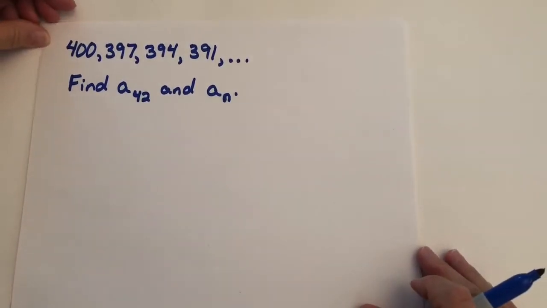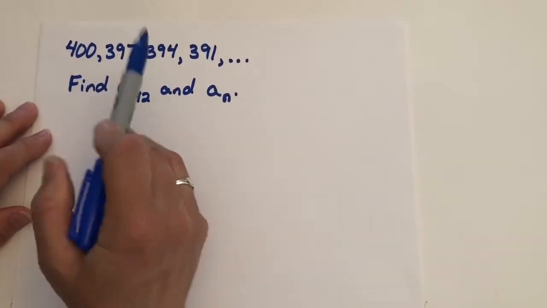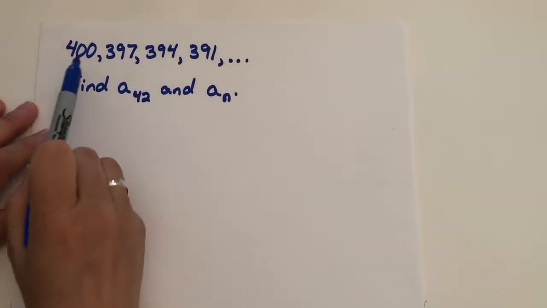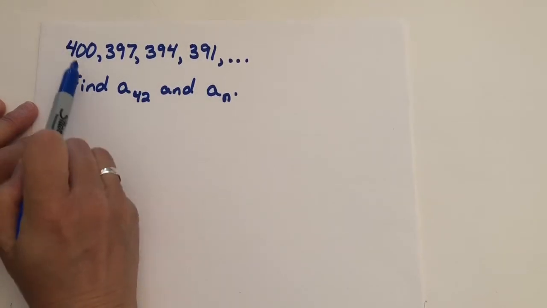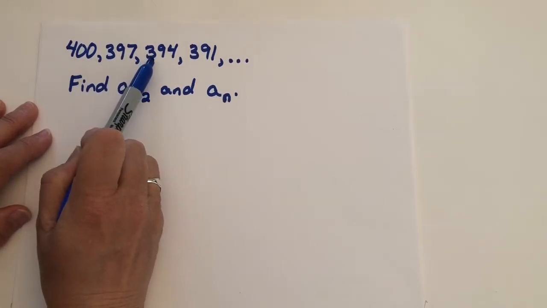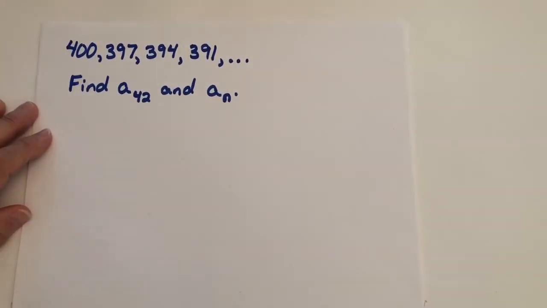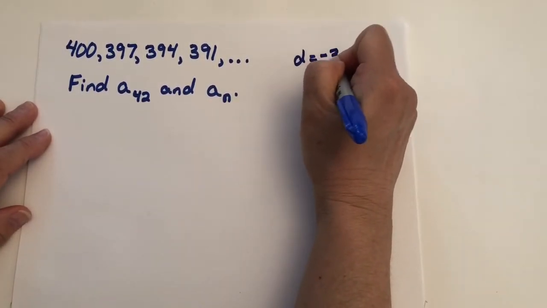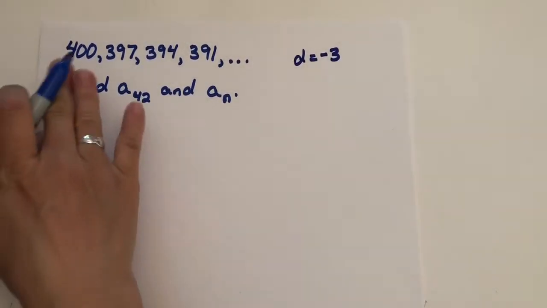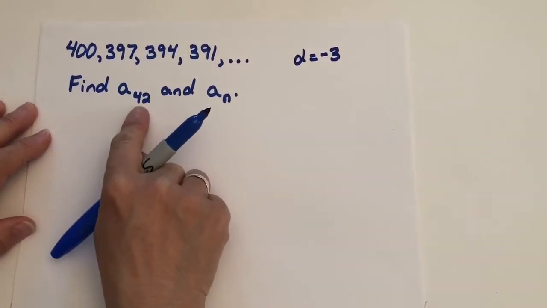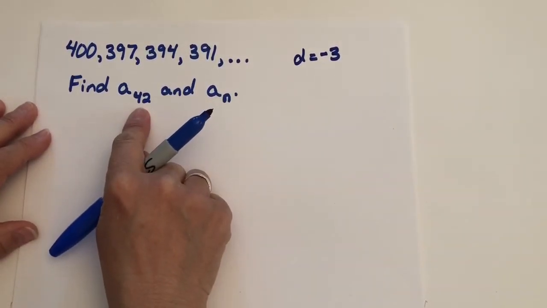So here's our sequence: 400, 397, 394, 391. Before we can use our formula, we need to confirm that it's arithmetic. So notice to get from 400 to 397, we'd subtract 3, again, subtract 3 again. So we can find that our common difference is -3. So we have confirmed that it's arithmetic. So now we can use the formula to find the 42nd term in the sequence.